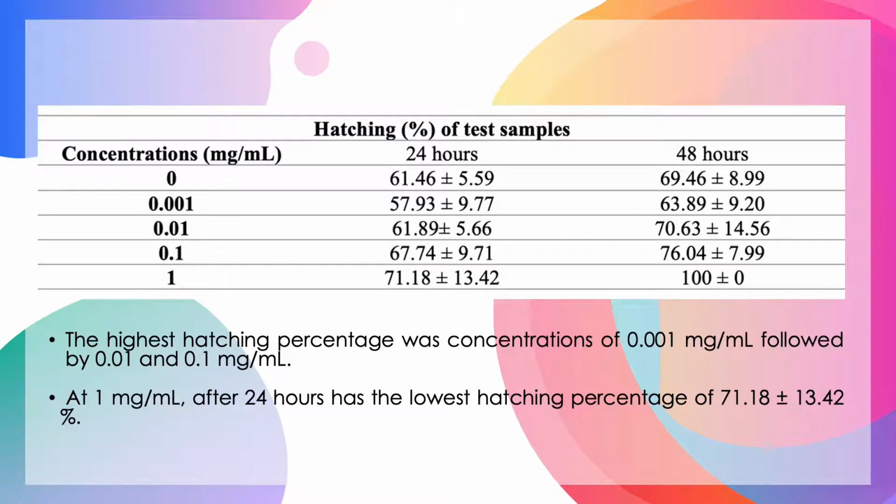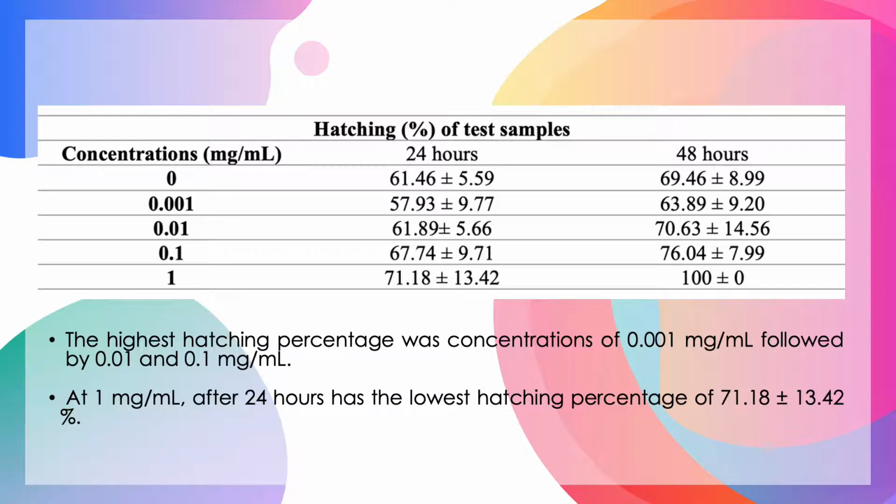The highest hatching percentage, as you can see, is at 0.01 compared to the standard solution. So it is here 0.01, followed by 0.01 and 0.1. At 1 milligram per ml after 24 hours, it has the lowest hatching percentage. At 1 milligram per ml, it doesn't hatch so well. It hatches, but it gets stuck.